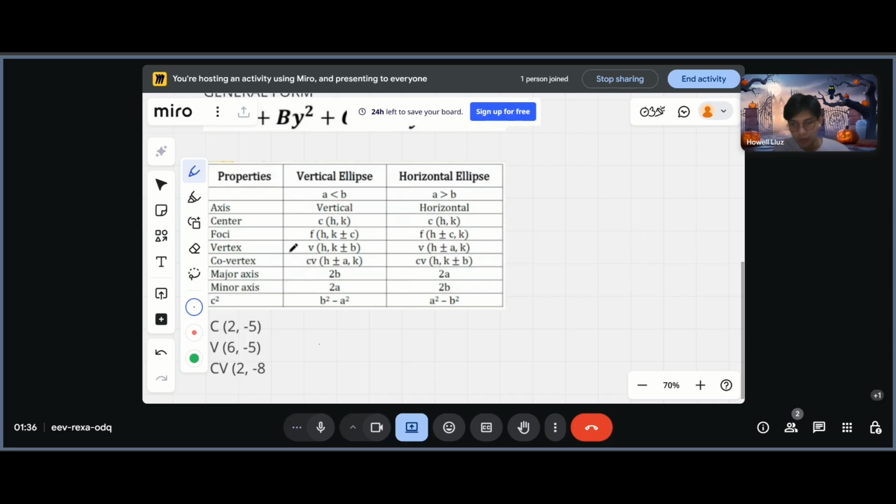Our first problem: we are given the center located at (2, negative 5), the vertex at (6, negative 5), and the co-vertex at (2, negative 8). To start, we are going to use the table of the horizontal ellipse.